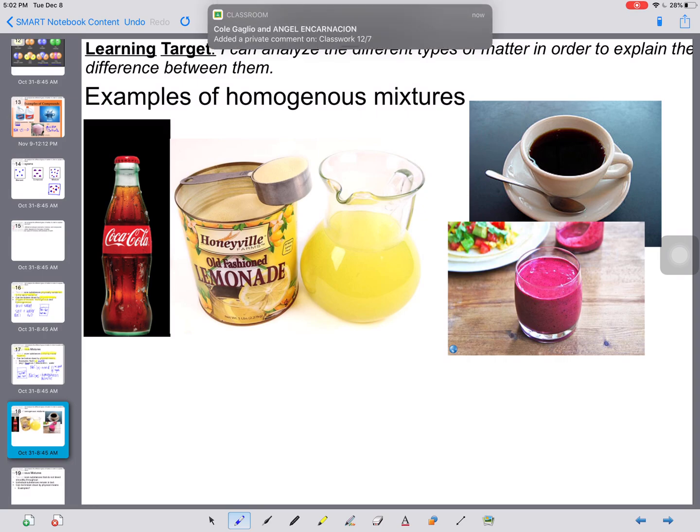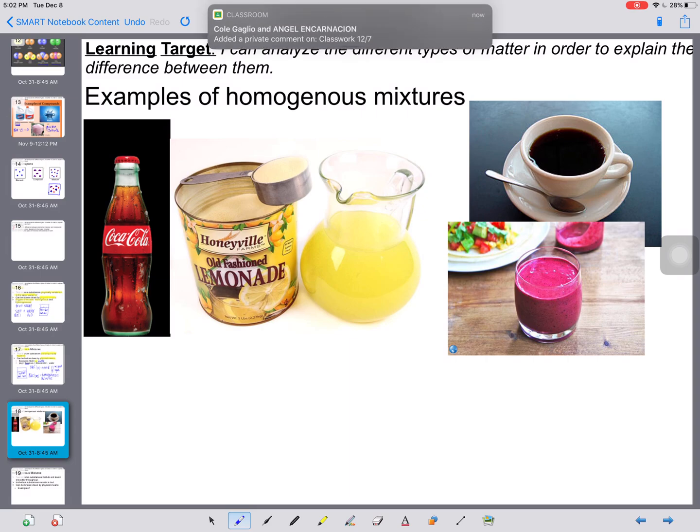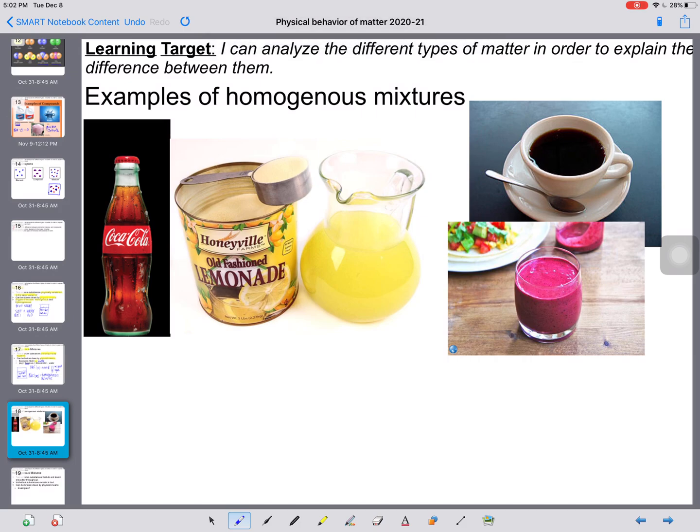Same thing with lemonade. If you look at lemonade after all the powder has dissolved, you no longer see the powder, okay? That has dissolved, it has created a homogeneous mixture. Sugar in coffee, that is another homogeneous mixture. Again, if you have a cup of coffee, you can't tell if there's sugar in it until you taste it because that sugar has dissolved. But it's still a mixture of sugar and coffee, okay?